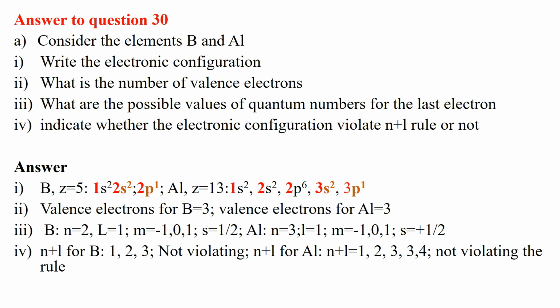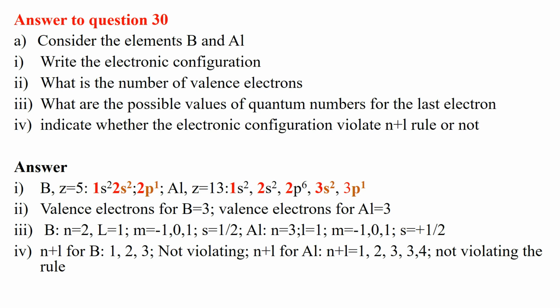For boron, we have to place 5 electrons. So its electronic configuration is 1s2, 2s2, 2p1. For aluminium, Z is equal to 13. Its electronic configuration will be 1s2, 2s2, 2p6, 3s2, 3p1.